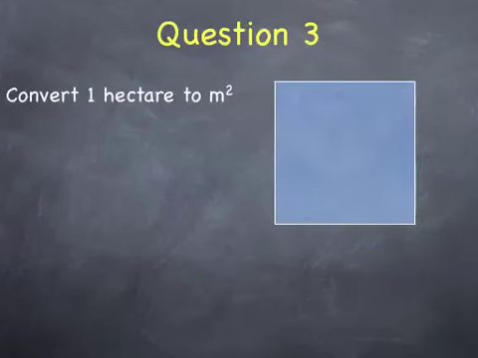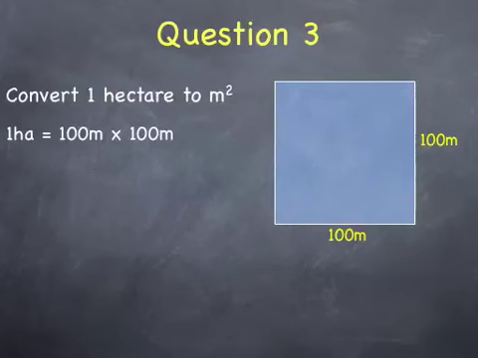Okay, here's a picture. It's 100 metres by 100 metres. That's what I meant about the 100 clue. It doesn't have to look like a square to be a hectare, but this is the basic hectare. So 100 by 100 metres. So 1 hectare equals 100 metres by 100 metres equals 10,000 square metres. So 1 hectare is 10,000 square metres.